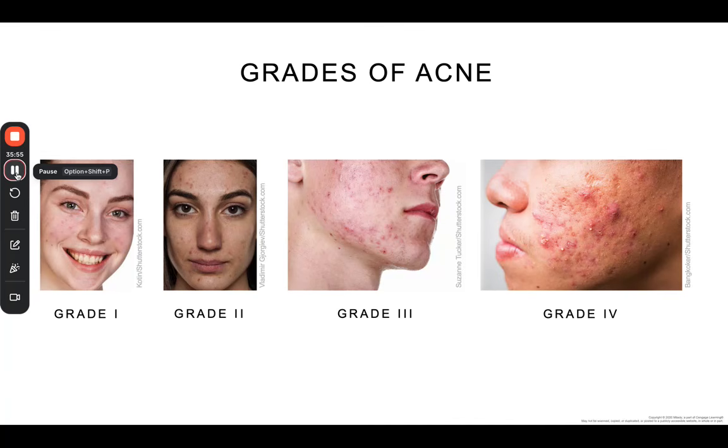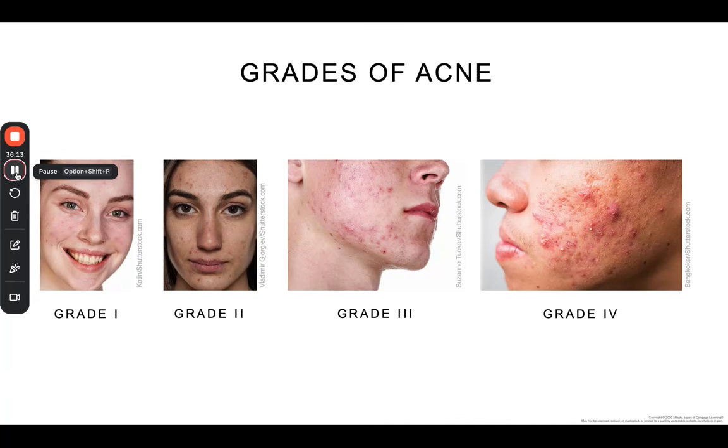So I do want you to make sure that you write down the characteristics of all 4 grades of acne, because you'll need to know these. You'll need to be able to identify these and consult with potential clients and your clients who may develop acne.